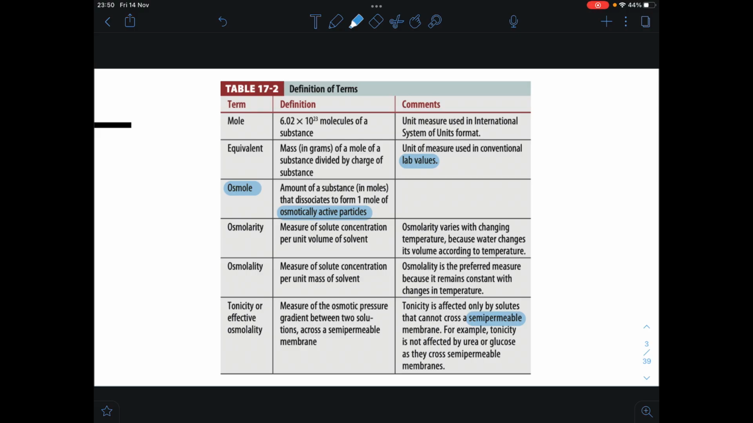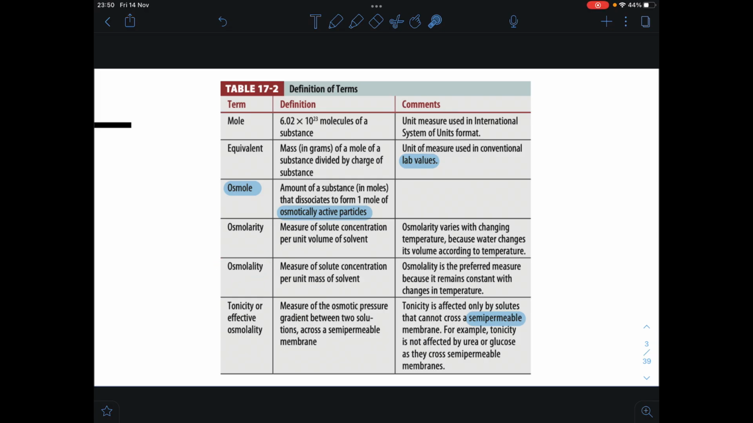The word mole is actually a constant number of molecules. So, for example, if we say 1 mole of sodium, we actually mean 6.02 times 10 to the power of 23 molecules of sodium. Now, it's also important to note the difference between osmolarity and osmolality.